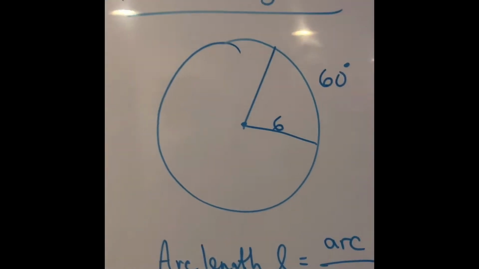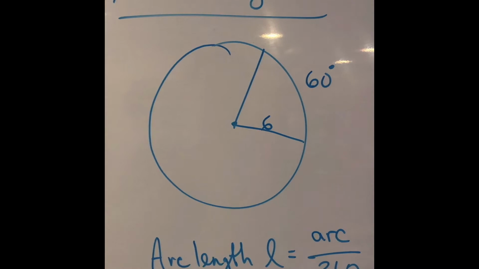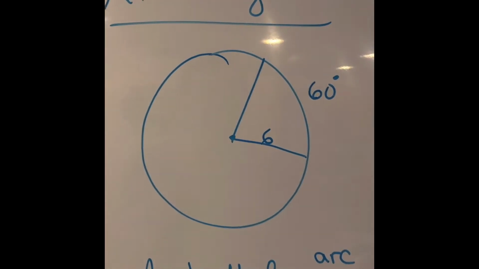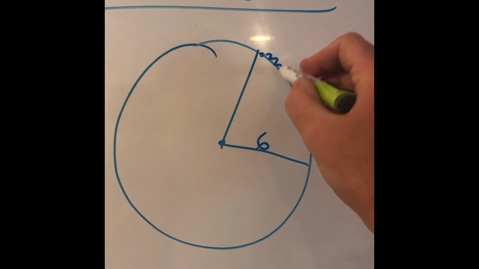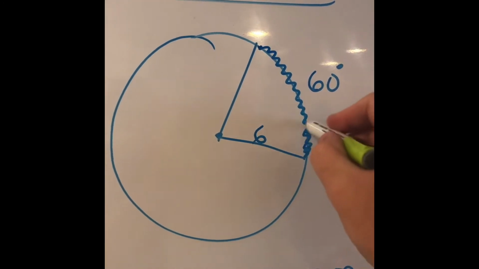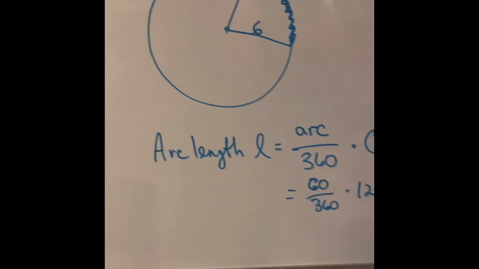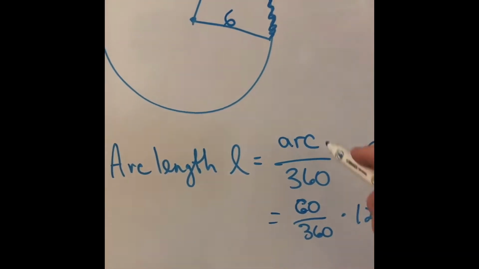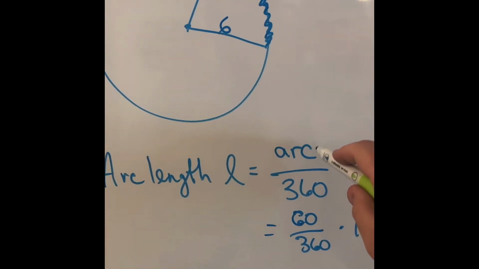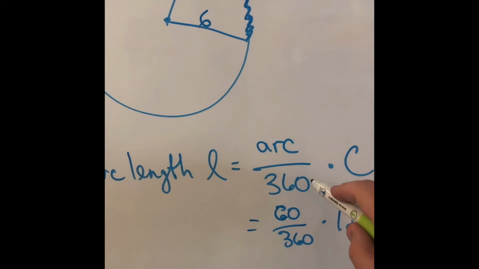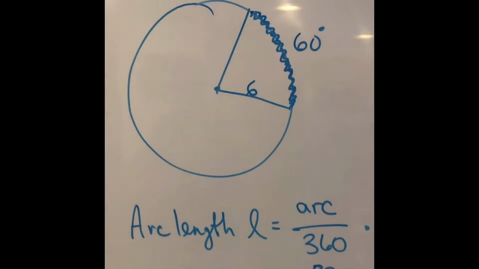Now, we're also going to do arc length. What arc length is, is a fraction of whatever the circumference is. So let's say I wanted to find the measure of this arc right here, okay? So what I would do then is go to the formula for arc length, which is take the measure of the arc in terms of degrees, divide it by 360, then multiply by the circumference of the circle.